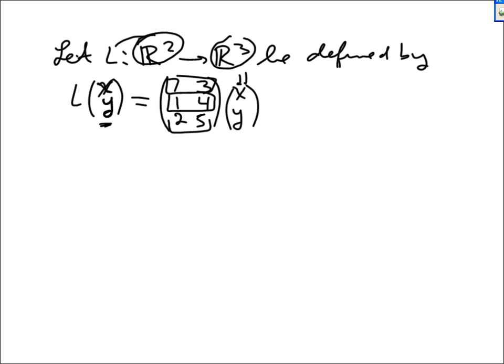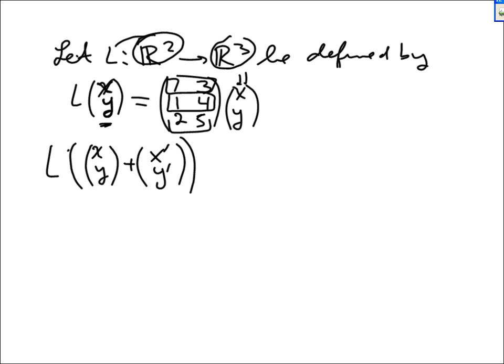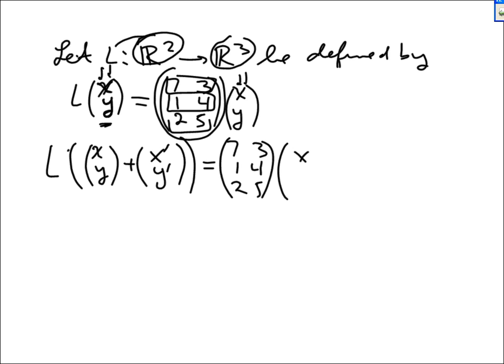Okay. So the question is, is this a linear transformation? Is this a transformation? Maybe it is, maybe it isn't. So let's take L of a sum of two vectors, say xy plus x prime y prime. Let's take L of that. Now, L of any vector is this matrix times the vector that we're taking L of. That is, this is 7, 3, 1, 4, 2, 5 times xy plus x prime y prime.